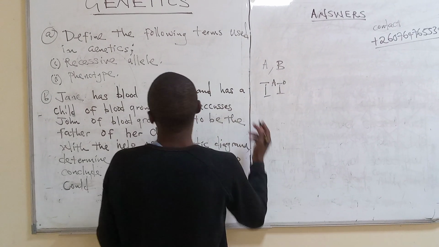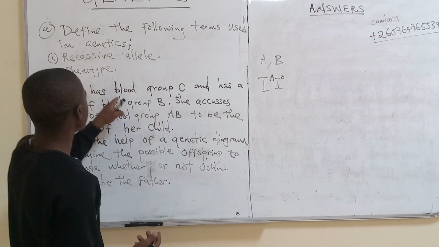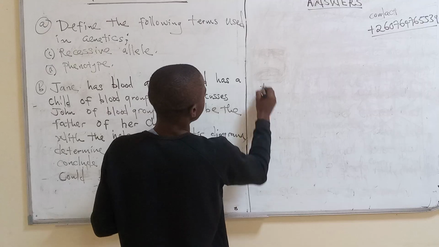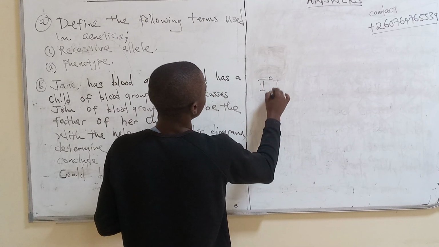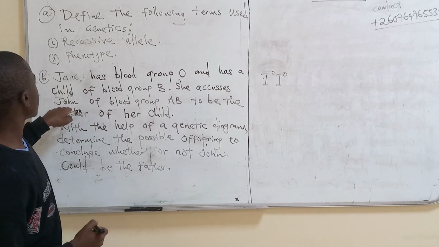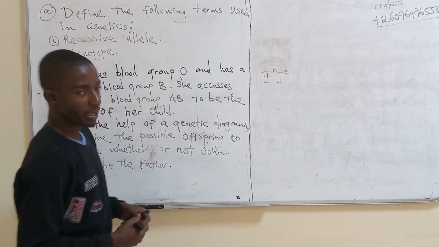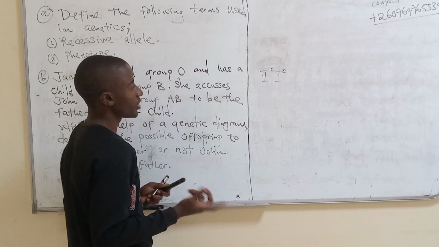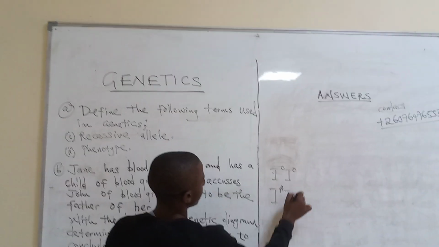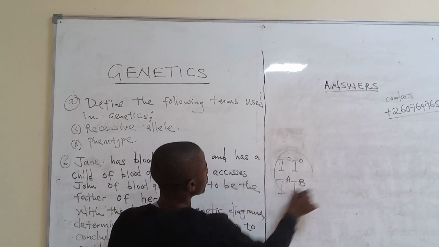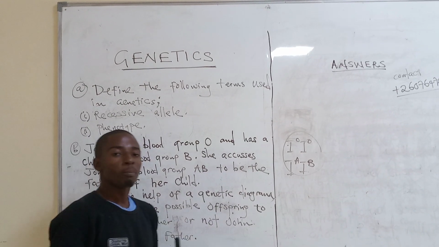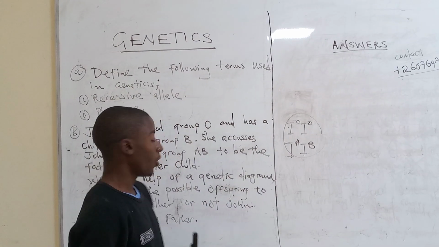So from there, they are saying in the question that Jane has blood group O. So meaning Jane was just having the genotype of ii. And then let's talk about John, where they are saying John has blood group AB. Meaning the genotype of John is IA IB, like this. So these two are the genotypes that we are going to use to draw our possible genetical diagram.